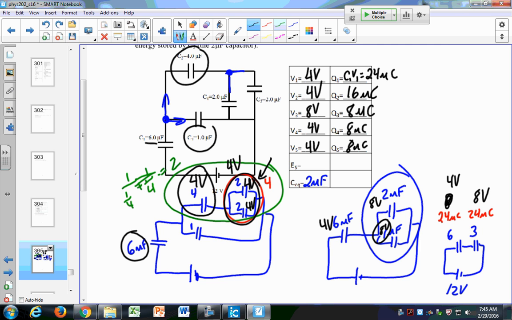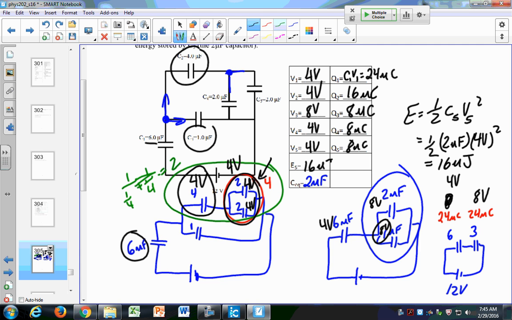And then again, the energy here, E5, is just energy is 1/2 C5 V5 squared. It's going to be 1/2 of 2 microfarads times V5, which is 4 volts squared. So that's 16 microjoules. Make sure you get the micro there. It's not in joules, it's in microjoules. Or it could be 1.6 times 10 to the minus 5 joules.